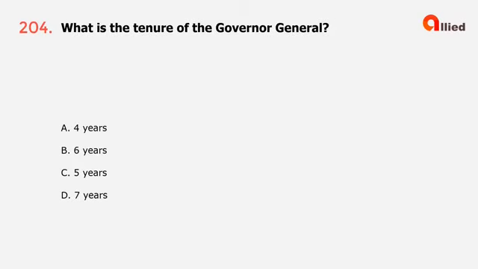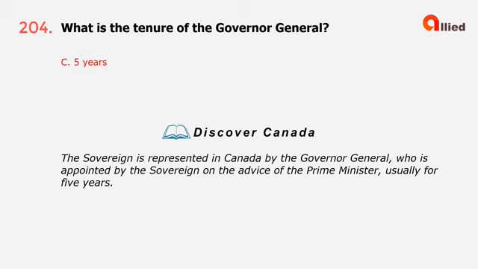Question 204. What is the tenure of the Governor-General? A. 4 years. B. 6 years. C. 5 years. D. 7 years. The answer is C. 5 years.